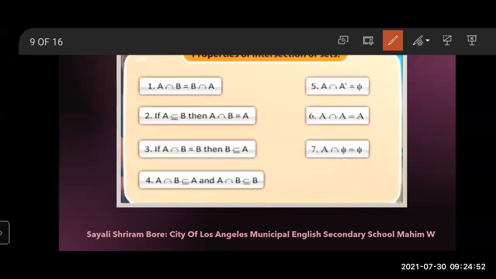So especially these three properties you have to keep in mind: A intersection A complement will be phi, that is empty; A intersection A, the set itself, will give you the original set; and A intersection empty set will always be an empty set. Especially these three properties you should keep in mind, because the sums or examples are mainly asked on the basis of these three properties.